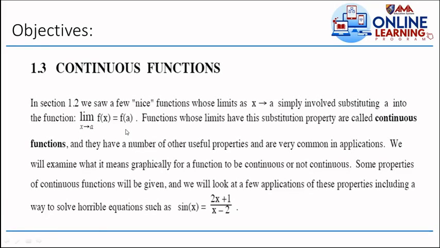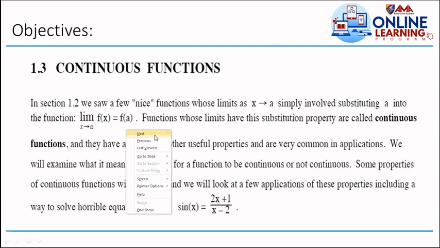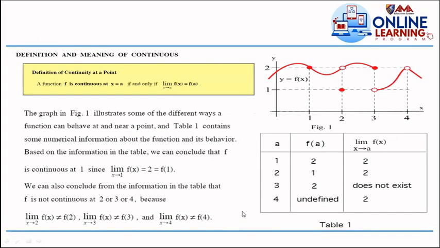Dapat itong dalawa are equal. Okay? So, ito na po siya. So, definition and meaning of continuous. Definition of continuous at a point. A function f is continuous at x is equal to a if and only if the limit of the function of x as x approaches a is equal to the function of a. So, ito po yung basis po natin.